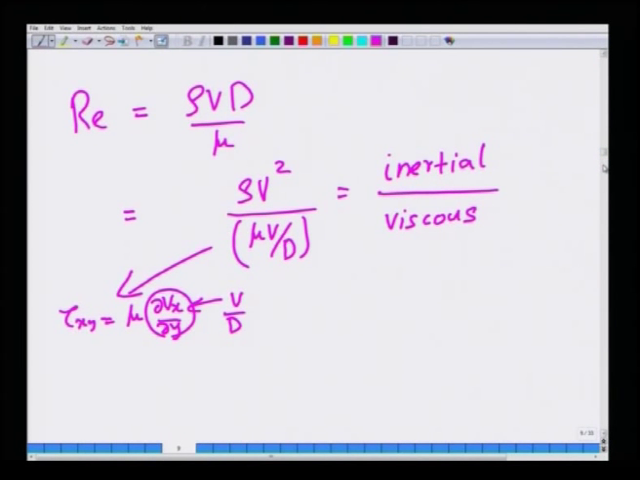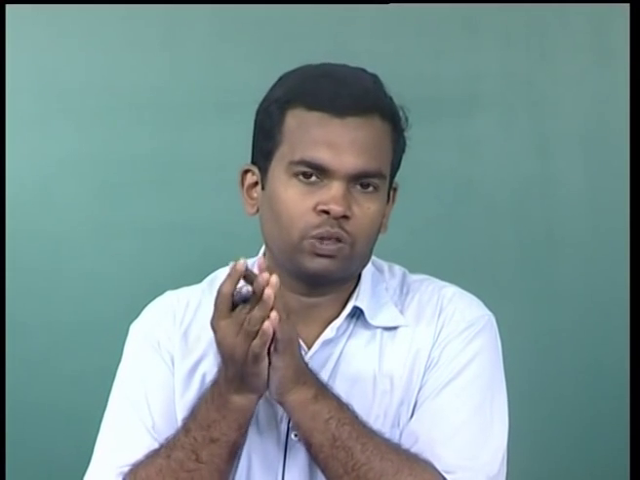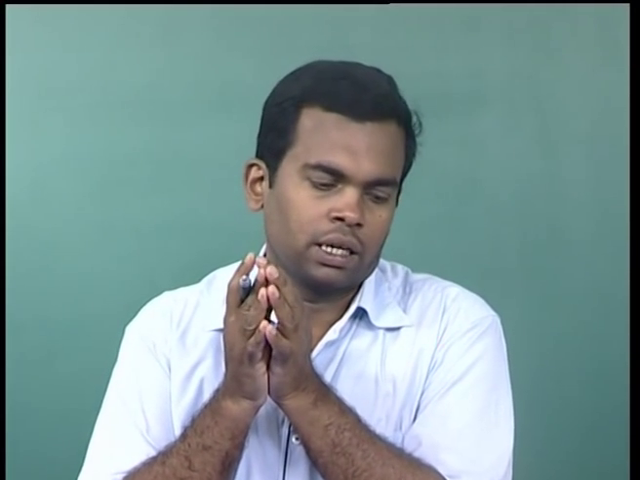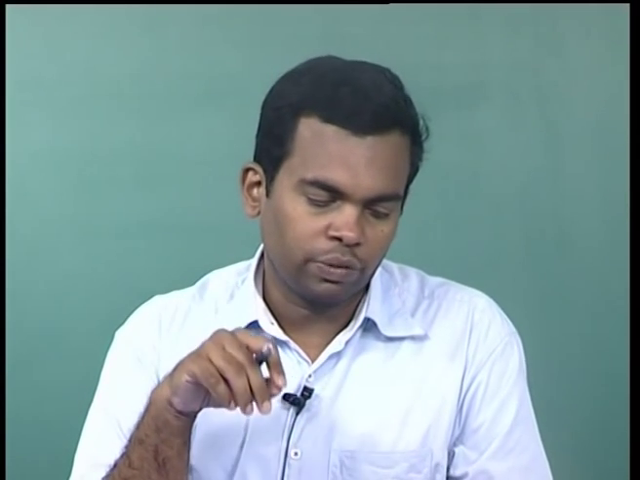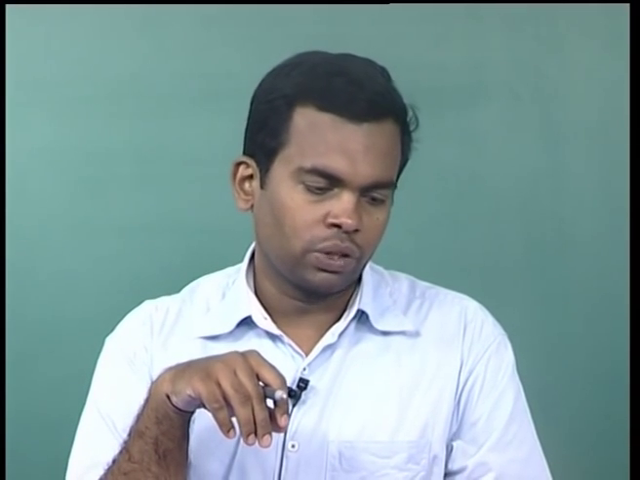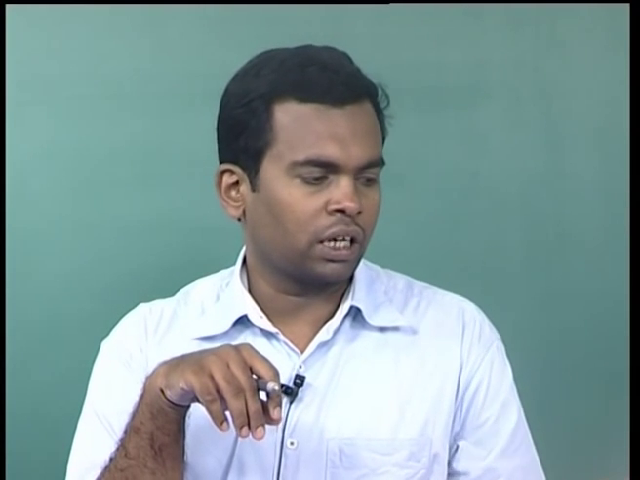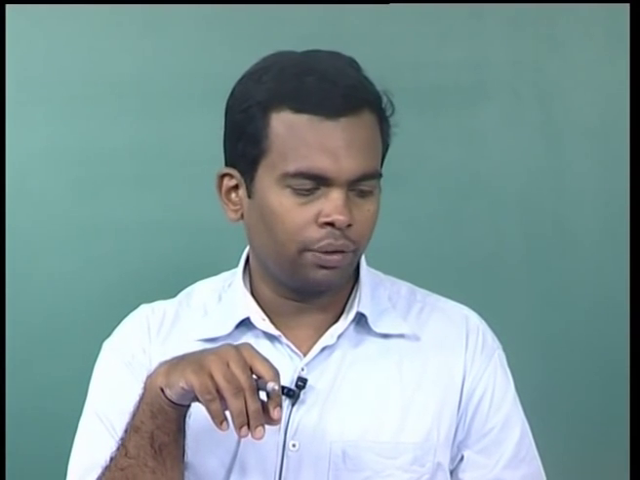it is a pure number. If the Reynolds number is very large compared to 1, then one can anticipate that inertial forces will dominate the flow. And if Reynolds number is very small compared to 1, then one can guess that the inertial forces will be small compared to the viscous forces. Okay. So, this is another important thing that comes across in non-dimensionalization.